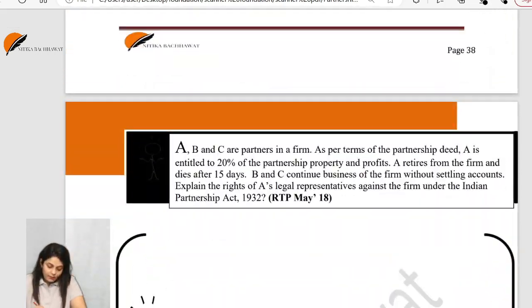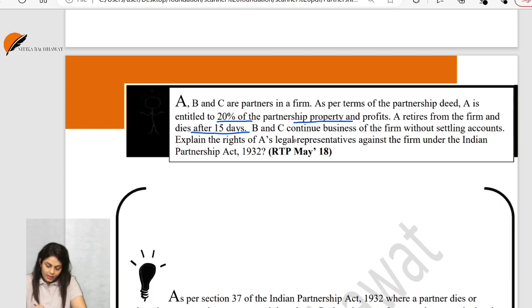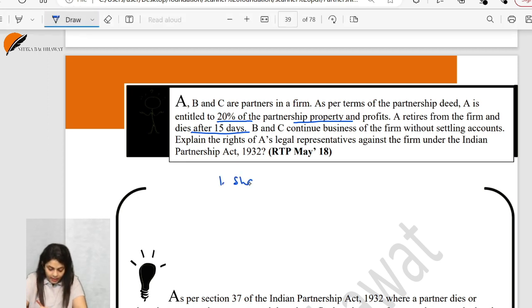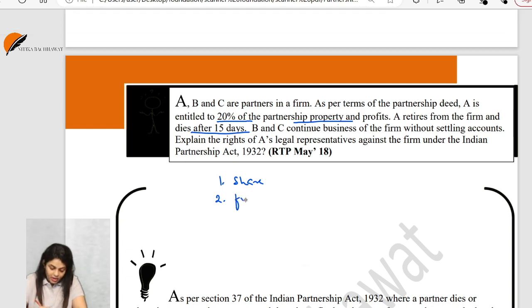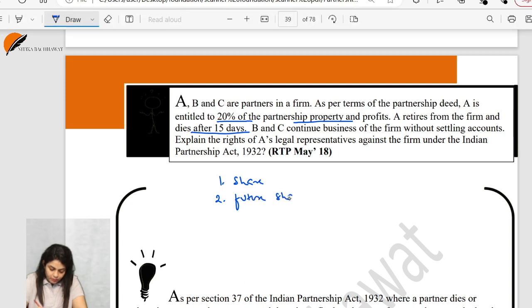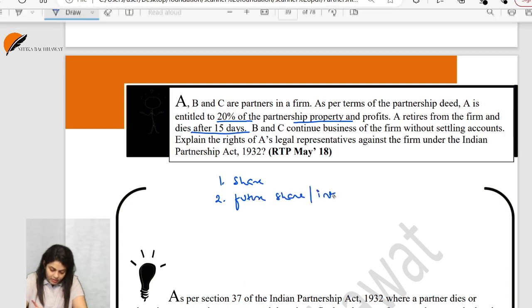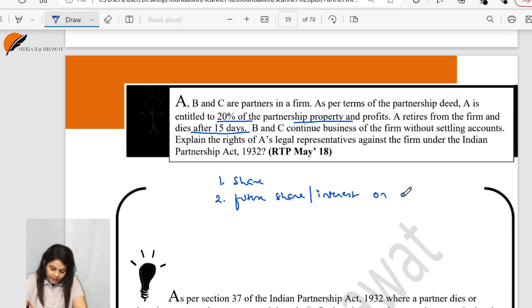A, B, and C are partners in a firm. As per the terms of the deed, A is entitled to 20% of the partnership profits. A retires from the firm and dies after 15 days. B and C continue business without settling the accounts. What are the rights of legal representatives? First, they will get their share, and if they continue without settling his share, he will get a share of the future profits, or his share will be treated as a loan and he will get interest on advance. Right?